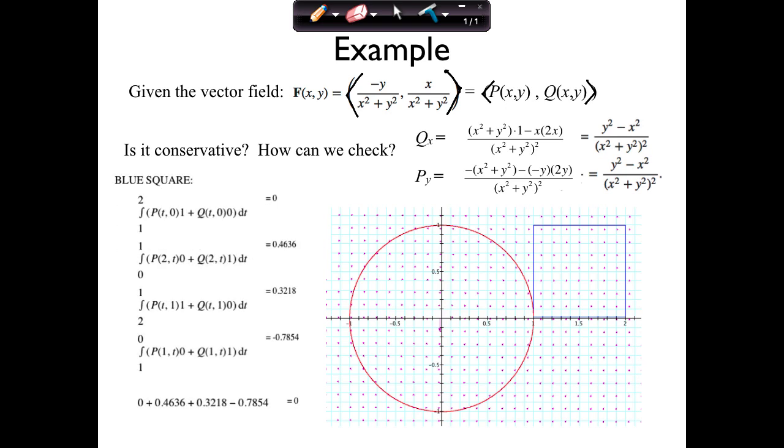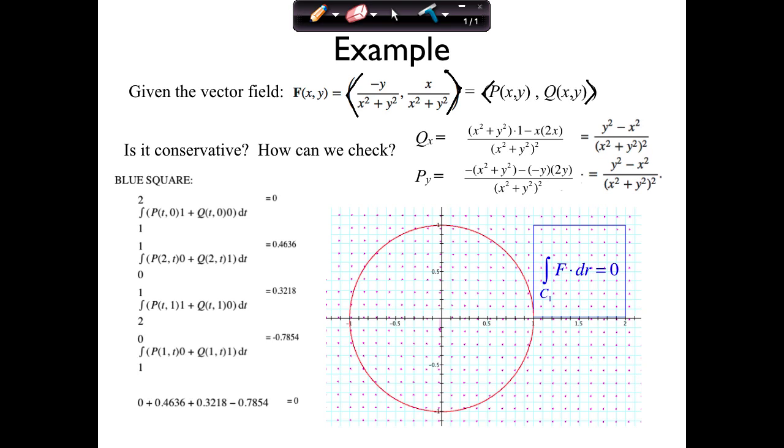Okay, so here's the, don't copy this down, but here's the math for the blue square. We got to do 4 different line integrals. From 1 to 2, this is the bottom. So from here to here is actually 0. Up from here to here is probably about 0.46. That's the second one. Then went back this way. And then we went down this way. And then you add up the 4 separate pieces, you get 0. Check, right? So that circulation integral is 0.